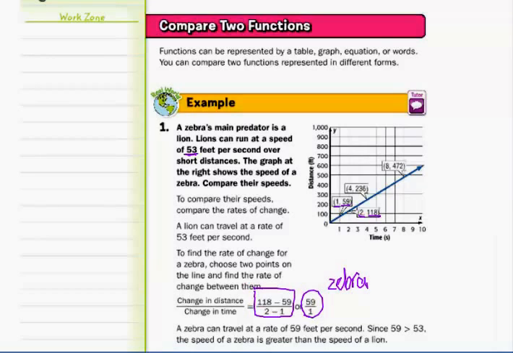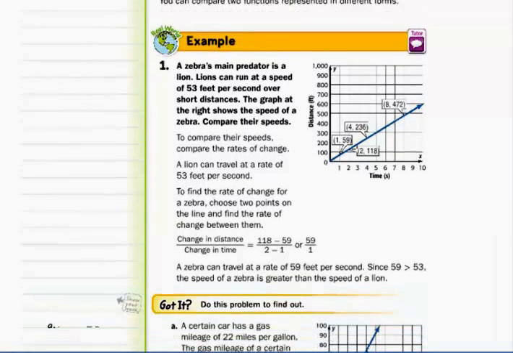This is the lion. So it says compare their speeds. If you compare their speed, you're going to see that a lion is 53 and a zebra is 59. So actually, a zebra is faster than a lion. So really, there should never be a zebra being eaten by a lion, but we all know that that doesn't happen. So that's what they're talking about when they say compare. Find the rate of change.